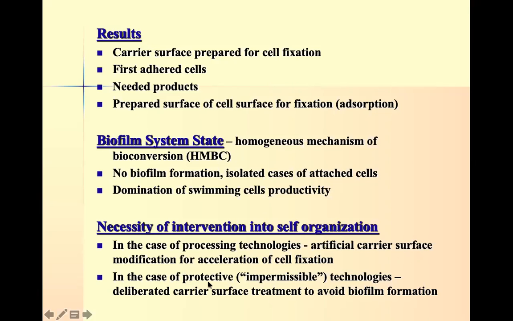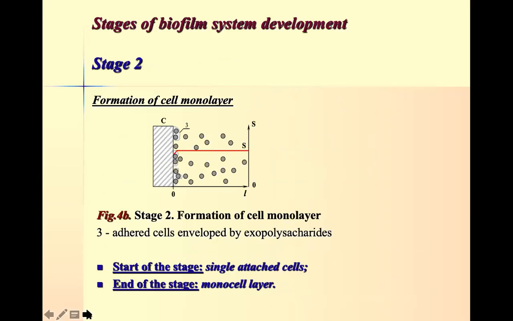In the case of protective or impermissible technologies, deliberate carrier surface treatment to avoid biofilm formation. So there are lots of jobs initially they do for forming the biofilm on the carrier surface. So you may ask me a question, how long would it take? It would not take so long, because in the case of bacteria, they can multiply very fast, within 24 hours, and they can do the job very fast.